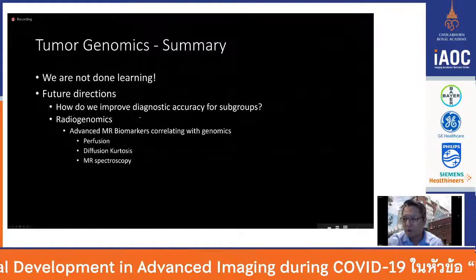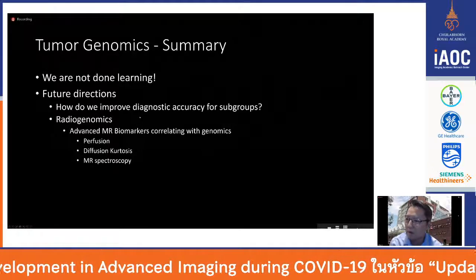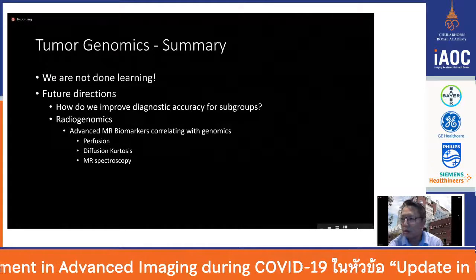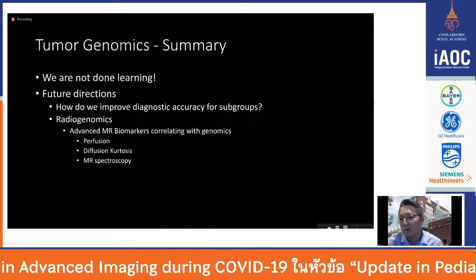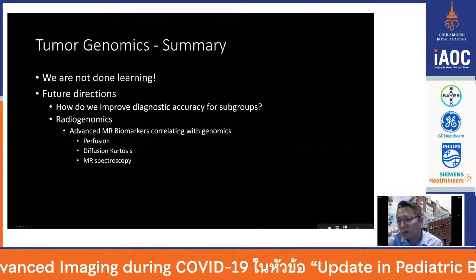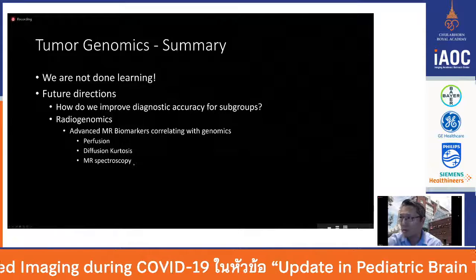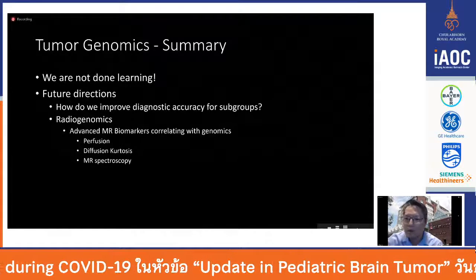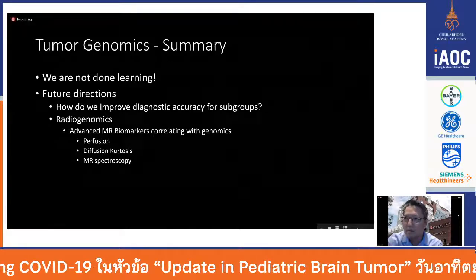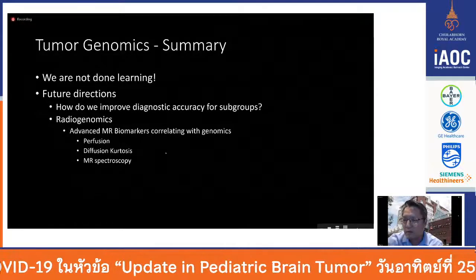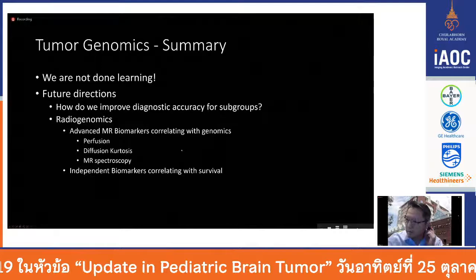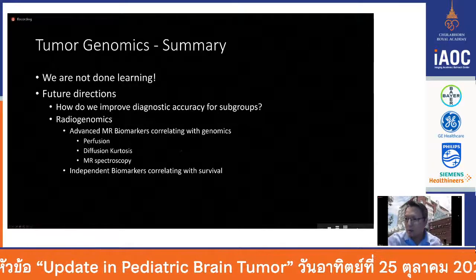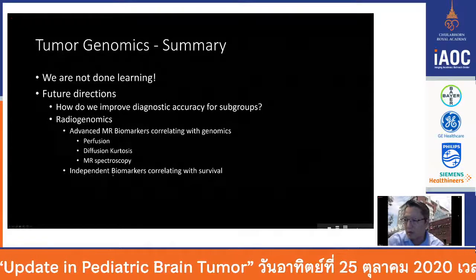We do have more advanced MR imaging biomarkers that can correlate with these genomics. So we can do perfusion imaging, we can do diffusion kurtosis, we can do MR spectroscopy. All of these things can be added to our growing knowledge of radiogenomics in correlating with different tumor classifications. And even these advanced MR biomarkers can actually serve as independent biomarkers correlating with survival.